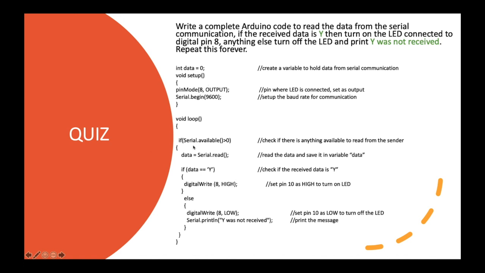Something to notice here is make sure you write your code within the boundary of proper curly braces. So everything that is there in between these two curly braces works only if this condition is true, right? Only if this Serial.available is greater than 0. Anything that is written within these two curly braces will work only if data is equal to uppercase Y, right?